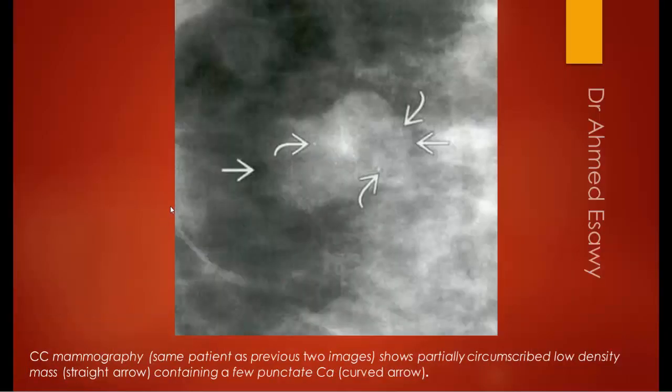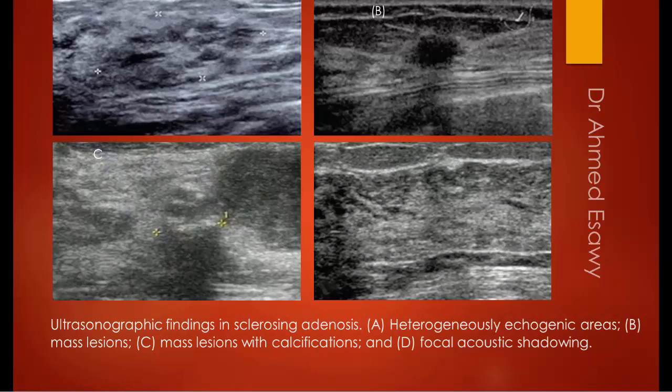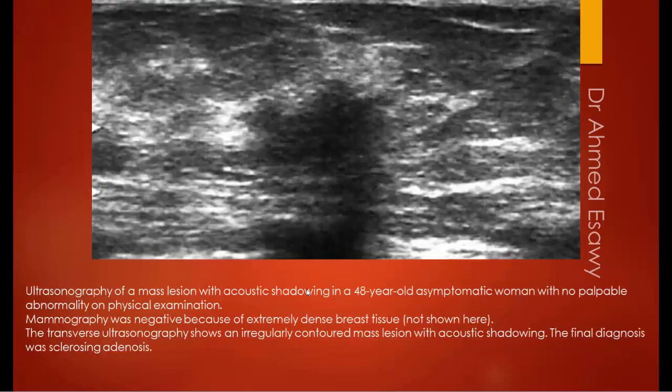Sclerosing adenosis, CC mammography shows a partially circumscribed low density mass containing punctate calcification. Ultrasound findings in sclerosing adenosis: first case, heterogeneously echogenic areas. In the second case, a mass lesion. Third case, mass lesions with calcification. Last case, focal acoustic shadowing. Ultrasonography of a mass lesion with acoustic shadowing.